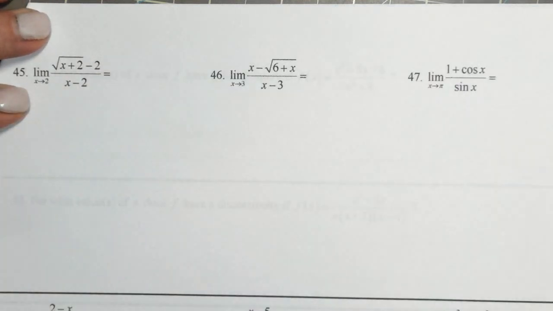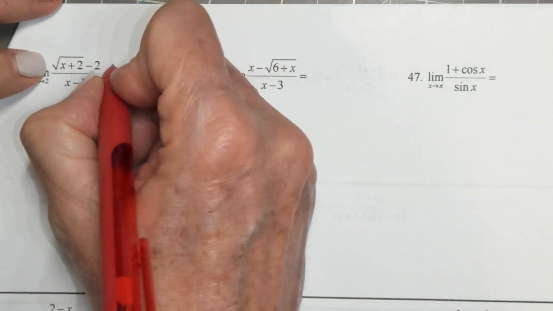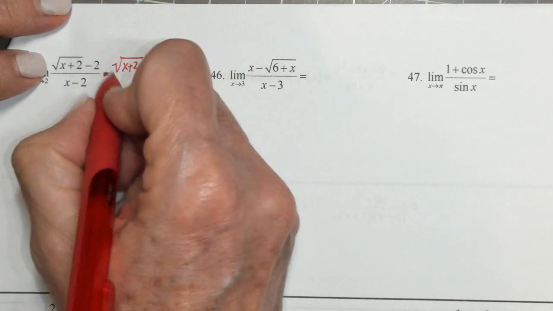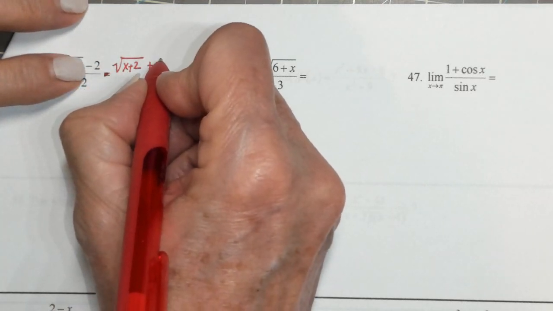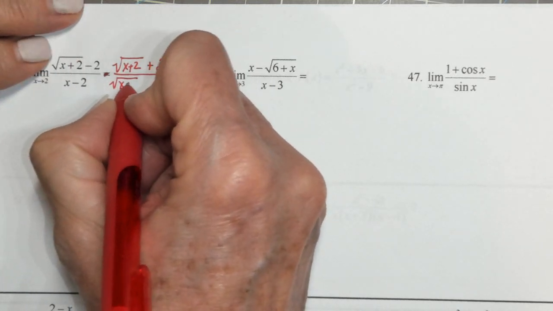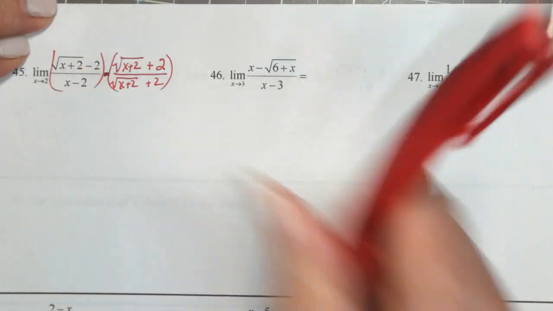So I'm going to manipulate this. And when I see a square root, I'm going to manipulate it by multiplying top and bottom by the conjugate. Leave your square root, change this sign to a plus, and multiply by the exact same thing on the bottom. Whatever you do on top, you have to do on the bottom. Okay.